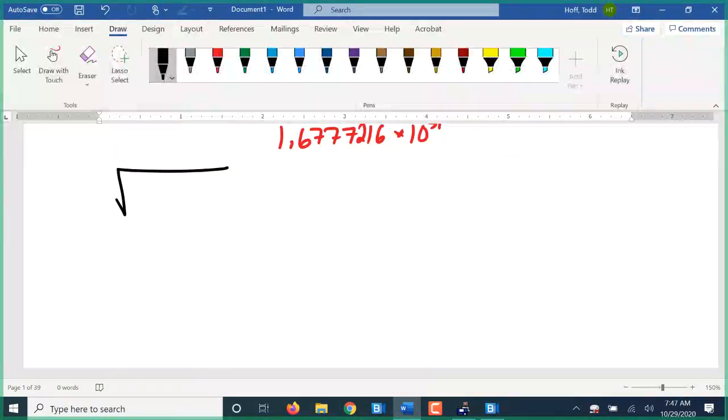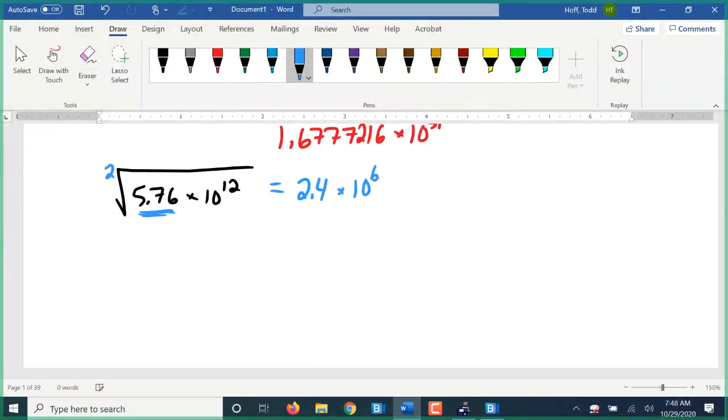We looked at things like this for algebraic numbers, the square root of 5.76 times 10 to the 12th. And just like with the algebraic numbers, we take the square root of the number. The square root of 5.76 is 2.4. And then for the names, we divide the power by 2 because this is a square root. So 12 divided by 2 is 6. That's 2.4 times 10 to the 6th.